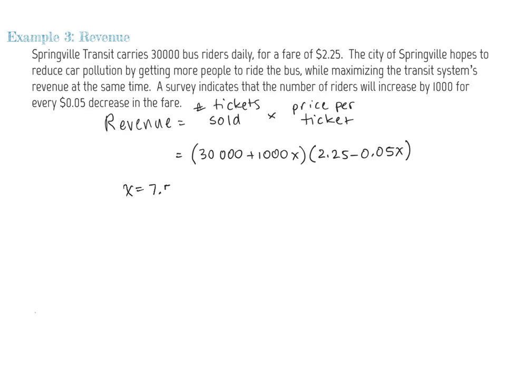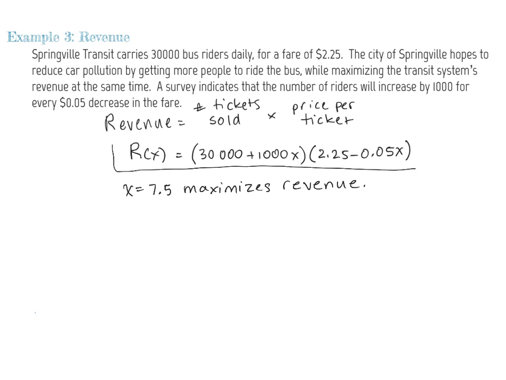Okay, we've determined the value of x that will maximize our revenue, and that's 7.5. Going back to our original question, there are a few things that we want to check to see what we were asked. The first thing we were asked was to determine an equation to represent the revenue. That would be R of x, and that's what we've done here. And you can leave it in factored form. There's no need to change it into standard or vertex form.